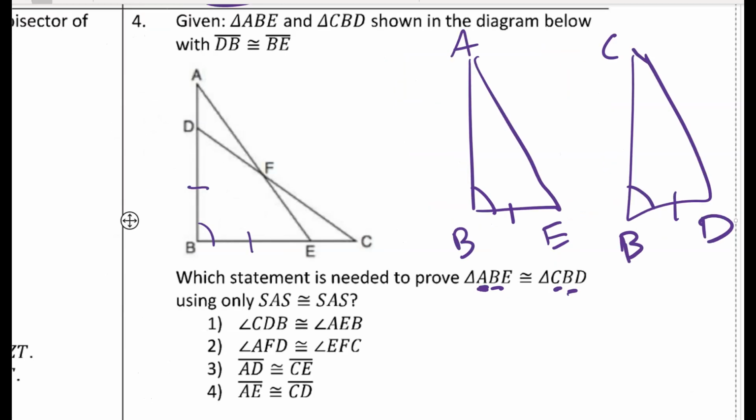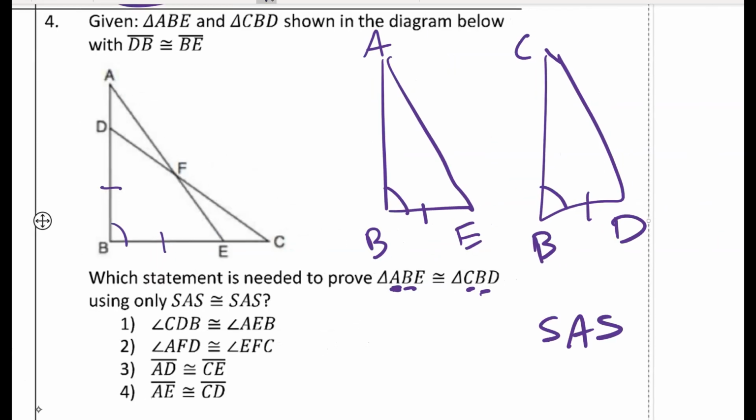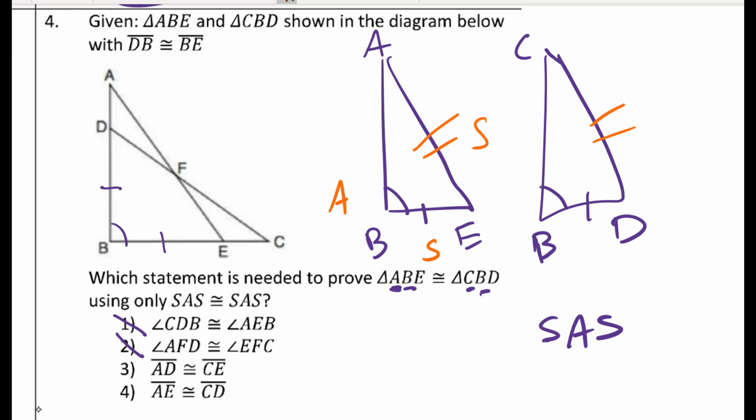And if I want to prove these are congruent by side angle side, well, I have a side, I have an angle, I don't need any more angles, so I could rule out 1 and 2. And if I were to have AE and CD be congruent, then they would be congruent by side, side, angle, which doesn't work here. We're looking for side, angle, side. Remember, angle, side, angle doesn't prove two triangles are congruent. So answer choice 4 actually can't be true because of that reason. So just by process of elimination, we're able to figure out that the answer choice is AD congruent to CE.